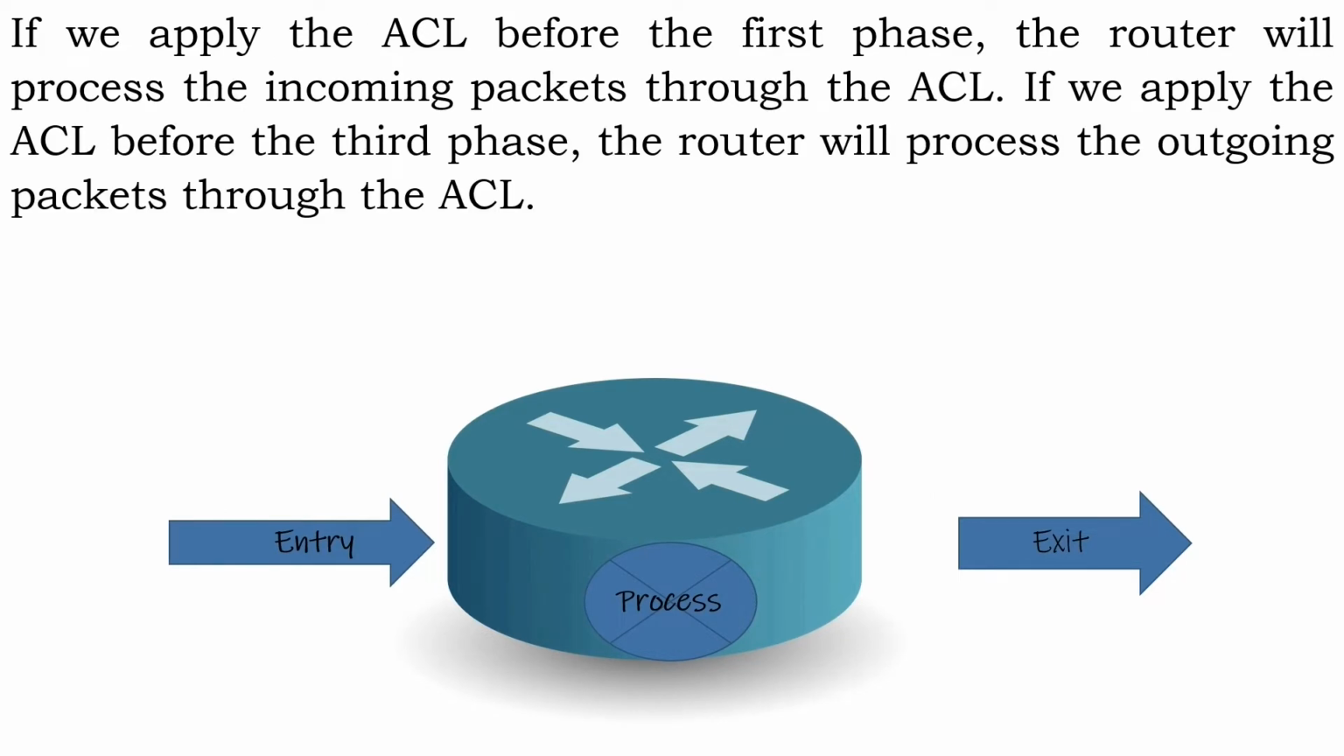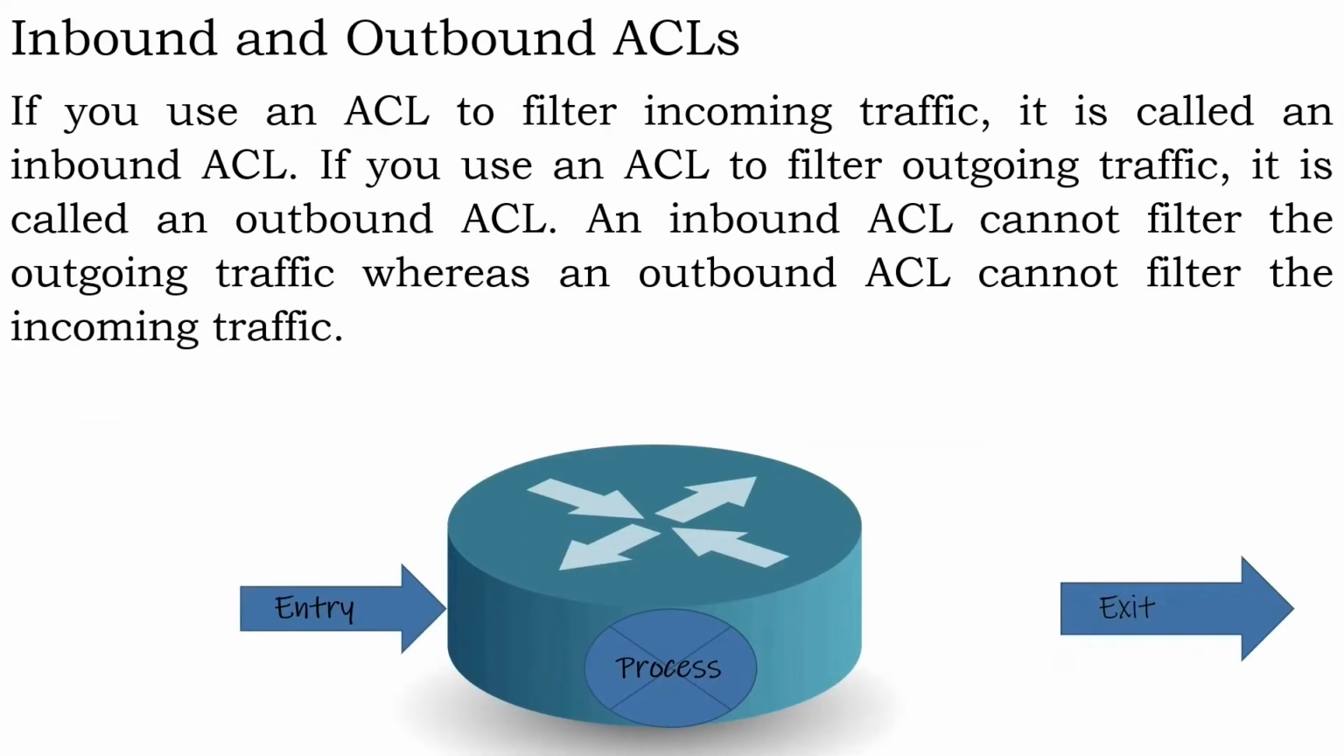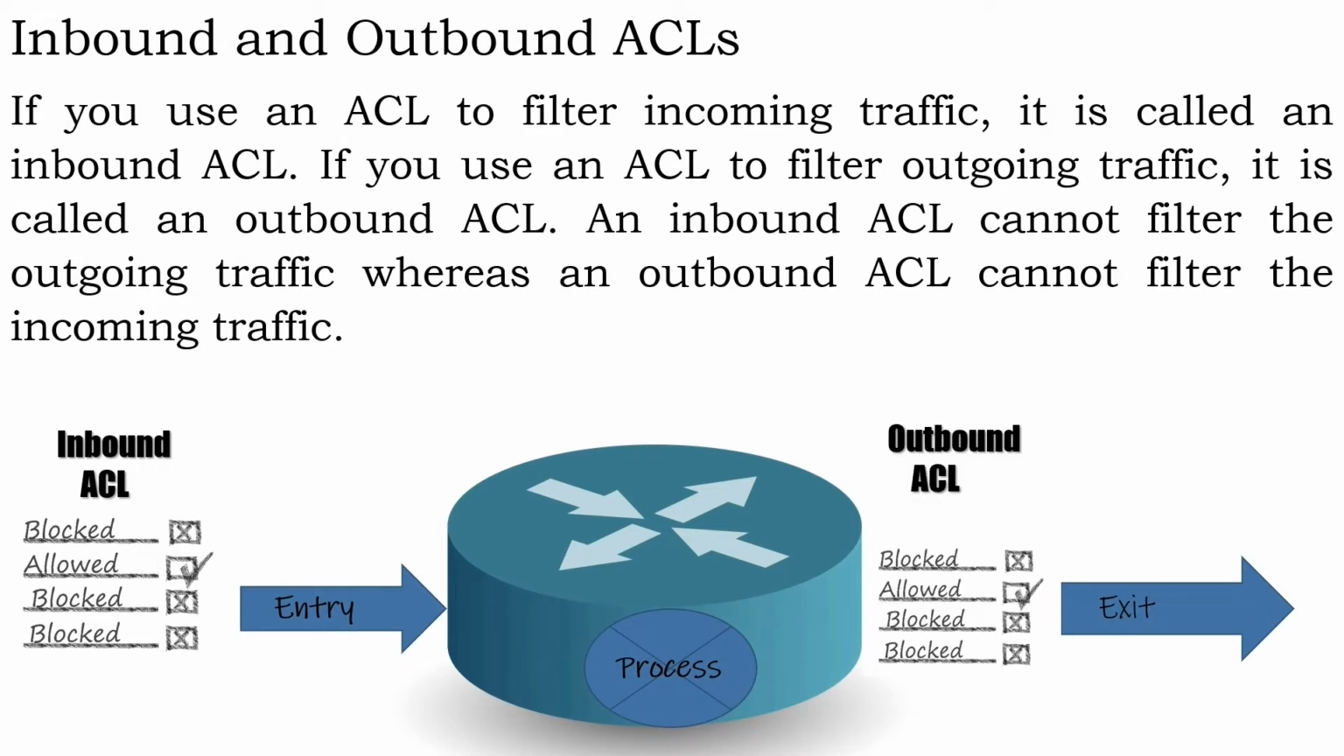If we apply the ACL before the first phase, the router will process the incoming packets through the ACL. If we apply the ACL before the third phase, the router will process the outgoing packets through the ACL. Inbound and outbound ACLs. If you use an ACL to filter incoming traffic, it is called an inbound ACL. If you use an ACL to filter outgoing traffic, it is called an outbound ACL.